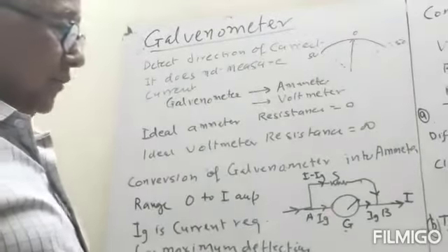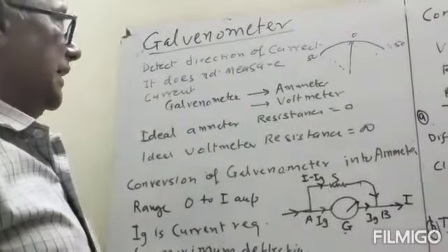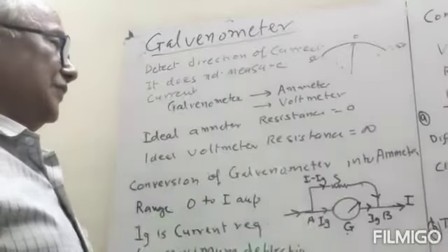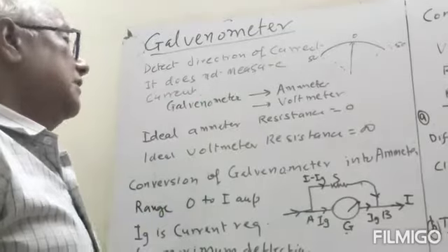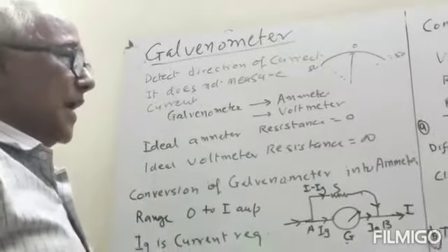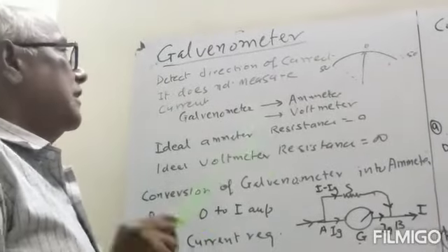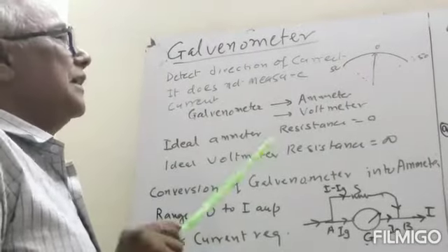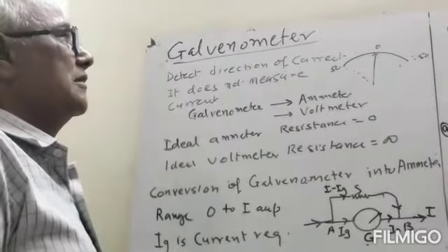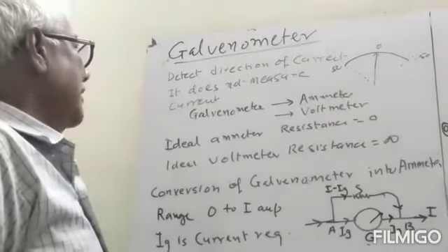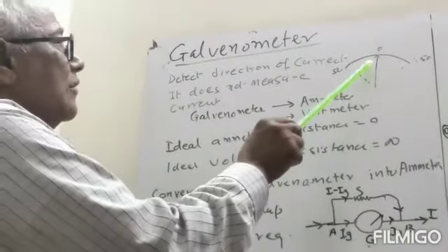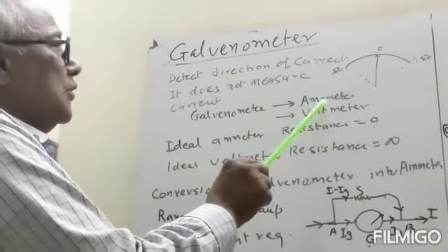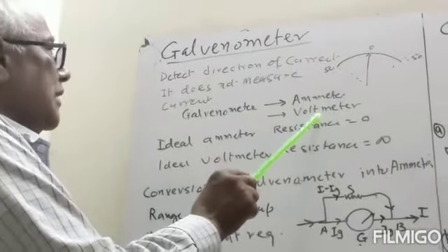So galvanometer indicates the current as well as its direction. It cannot measure the magnitude of the current. The current required for the deflection is very small for the galvanometer. Now, galvanometer can be converted into ammeter and voltmeter.